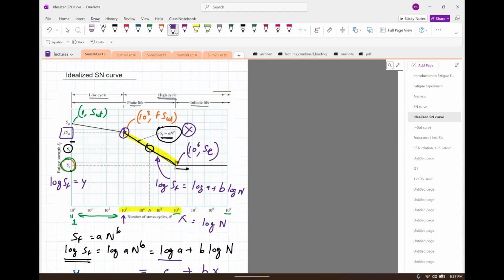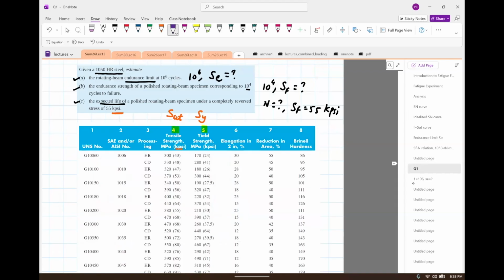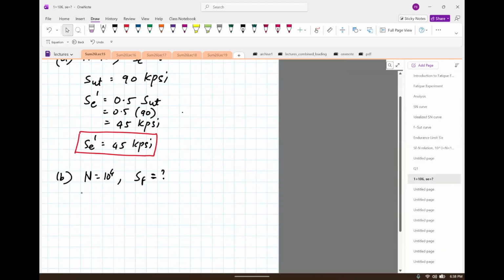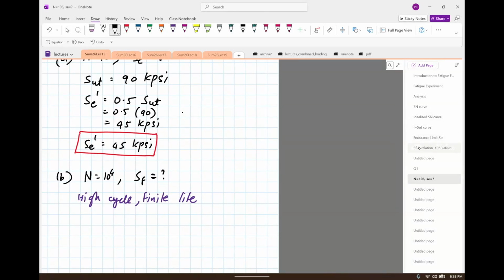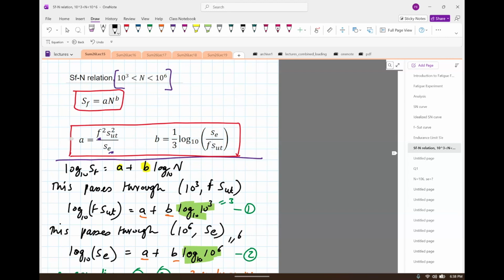So we are asked to compute what is the strength S at 10 raised to 4. So clearly this is high cycle finite life. That's very important. If you don't know this region, you may get the wrong answer. You can't use that formula we derived for any other region. So we are looking at high cycle finite life. So if it's high cycle finite life, then the formulas for high cycle finite life are given here. So we need to use these formulas.